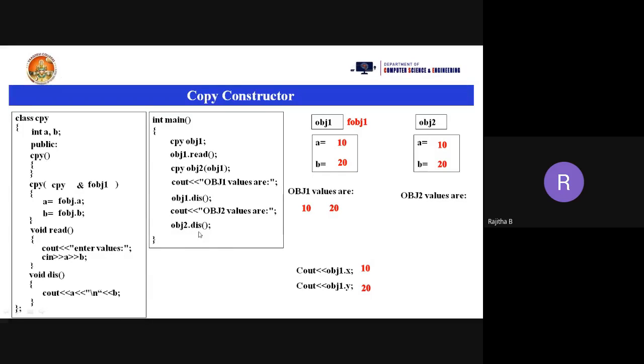When you call this display function, it goes to the display function definition. Previously the display function was executed with the object obj1. Now again we are executing the display function with obj2. What values will be displayed now? 10 and 20, because obj1 and obj2 both have the same values. Just now we have copied the obj1 values into obj2. So 10 and 20 will be displayed on the monitor.